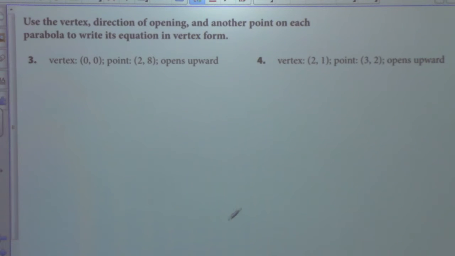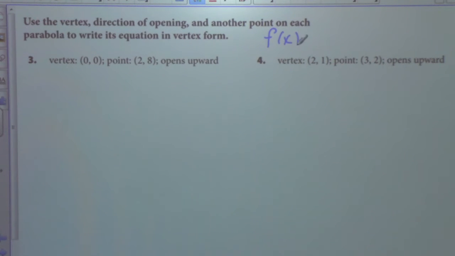Now, here we have this next set using a vertex, direction opening, another point on each parabola, write its equation in vertex form. And what I propose to do for this set is start out and look at number 4 and review that, and then I'm going to choose randomly the others. How's that? So again, it's the same standard form here.